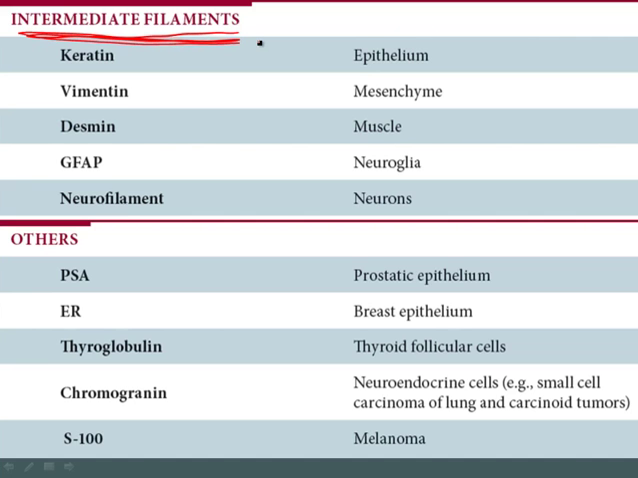Now it so happens that the intermediate filaments vary depending on the type of cell that you're dealing with. So for example, if we're dealing with an epithelial cell, or we can say that all epithelial cells, the intermediate filament that makes them up is keratin.